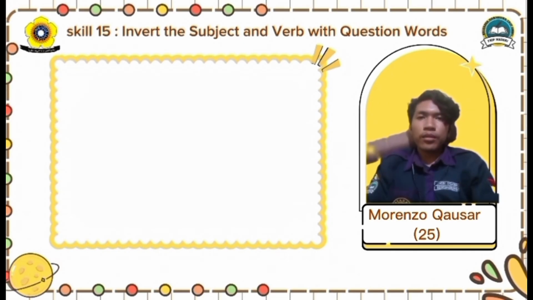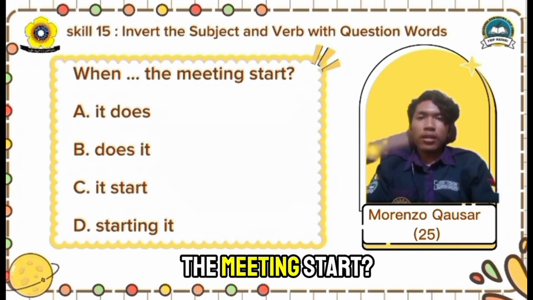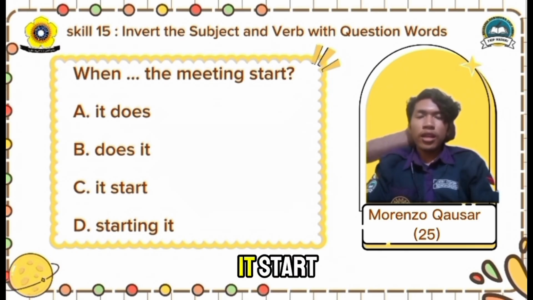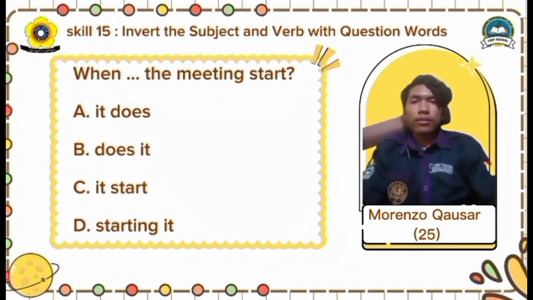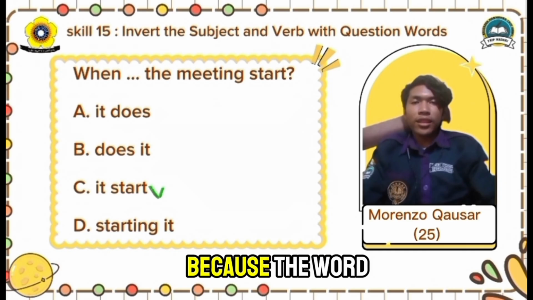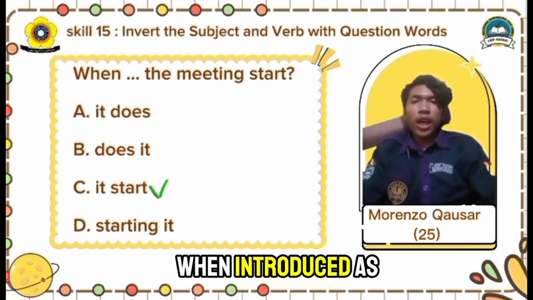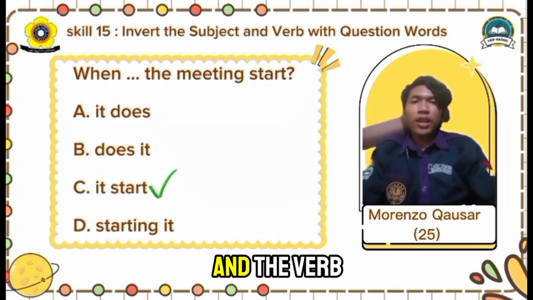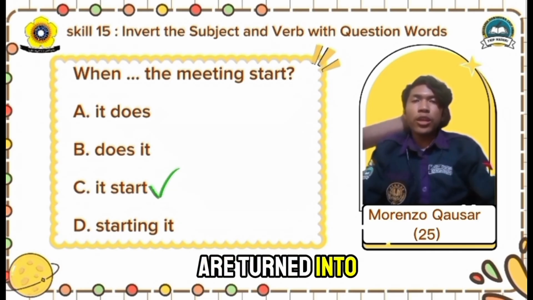Number 2. When ... the meeting start. Choice A, it does. Choice B, does it. Choice C, it start. And choice D, starting it. The best answer is B, because the word when introduces a direct question. So the subject and the verb are inverted.